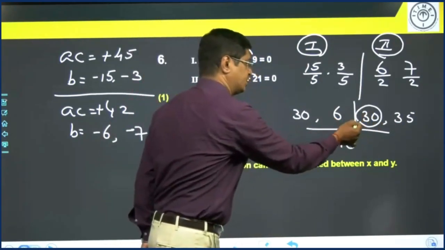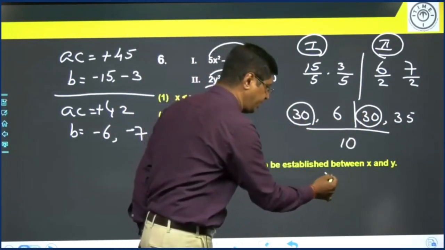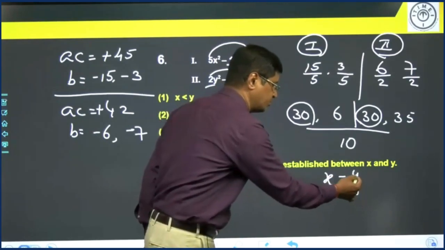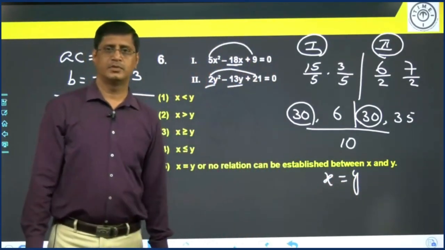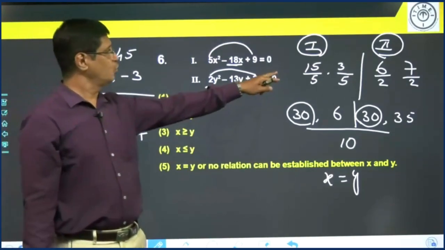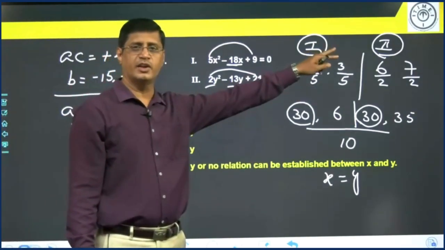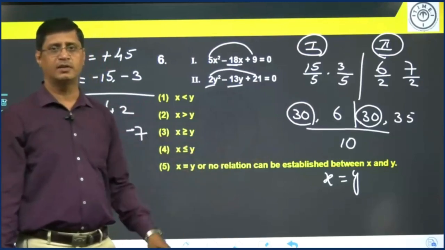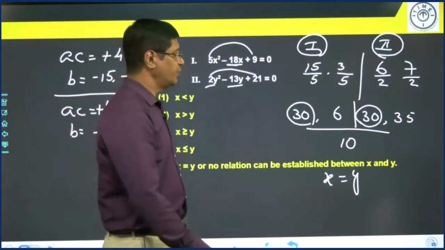30 and 30 both are equal, means x and y are equal. So here one of the roots of the first quadratic equation and one of the roots of the second quadratic equation are both equal, 30 and 30. Then what about the next one?